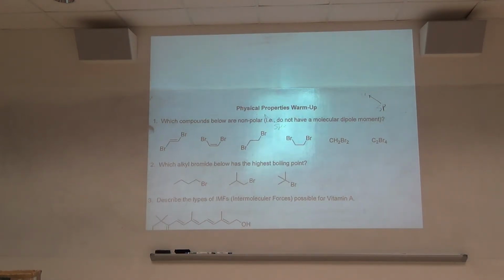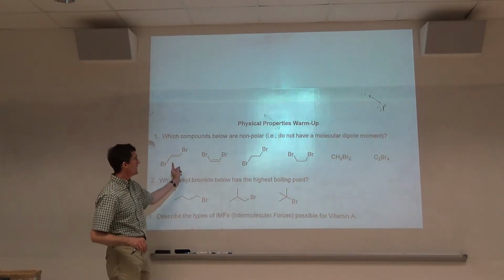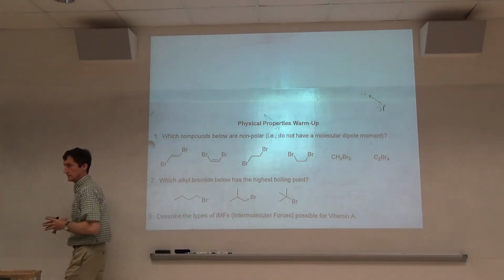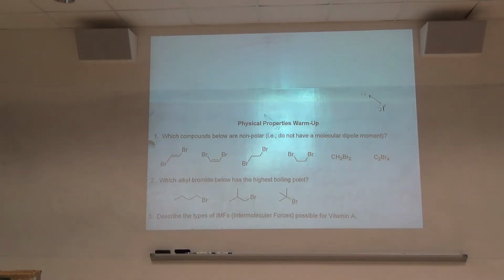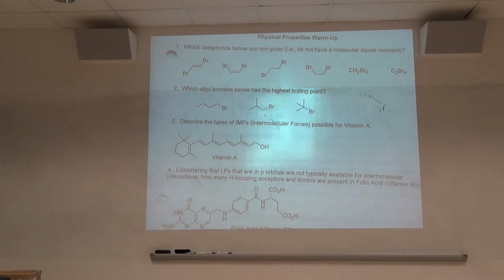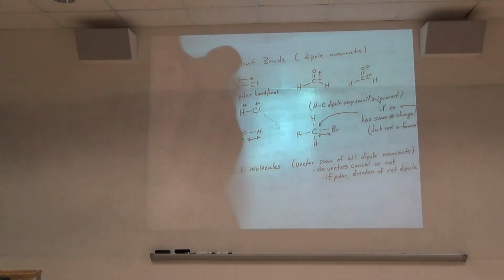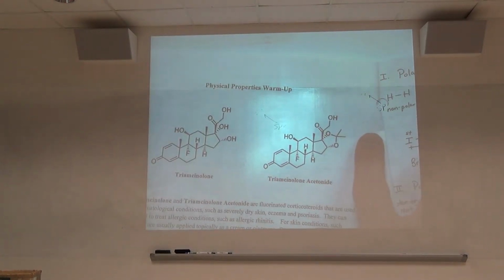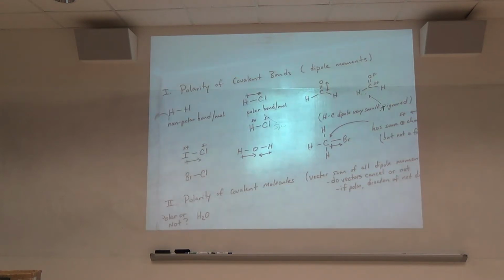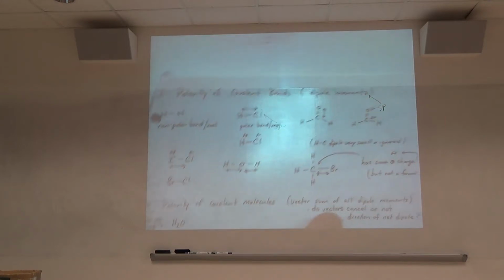Now that we know some basic structure, we can start predicting properties. Here are some warm-ups. We'll look at things like polarity. Which compounds below are nonpolar? What type of intermolecular forces would you predict for vitamin A? Okay, on down the line. We'll also do acid-base chemistry. Lots of things to be looking at there. More of a drug application over here on physical properties. And we'll begin with polarity of covalent bonds.